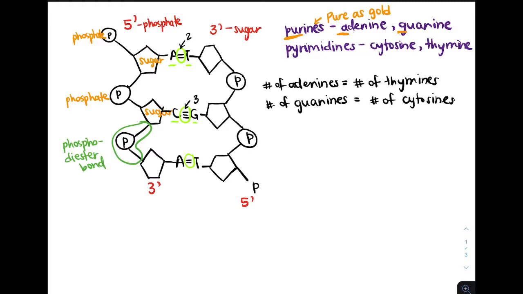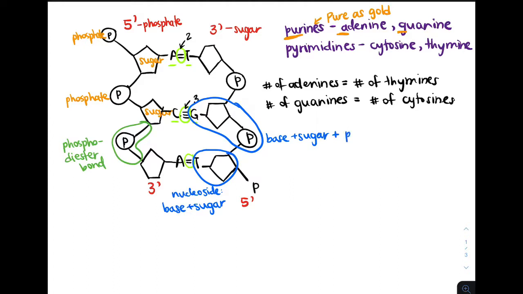A couple of more important vocabulary words are that a base plus a sugar bonded together is a nucleoside. Also, a base plus a sugar plus a phosphate group bonded together is a nucleotide.